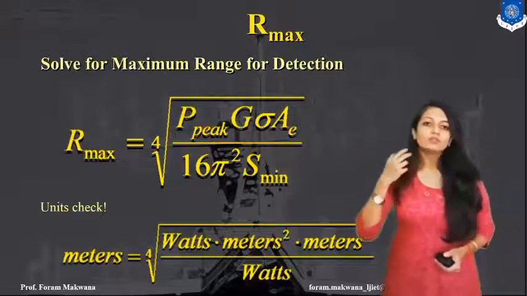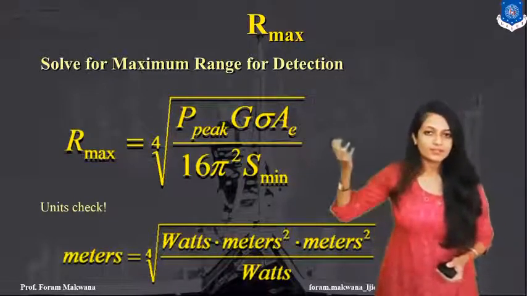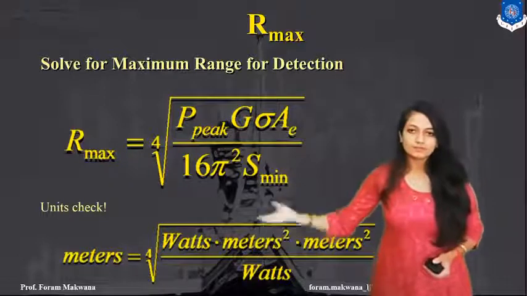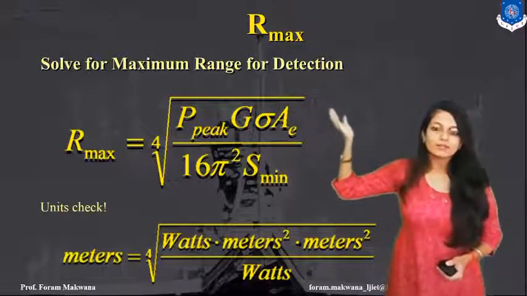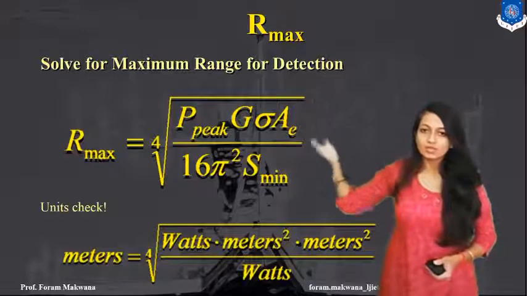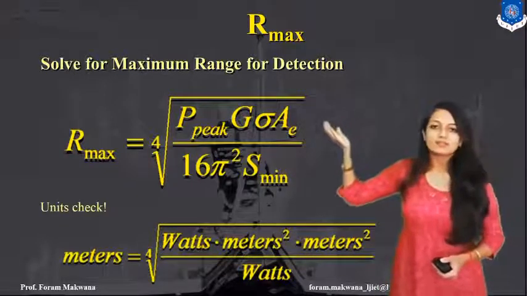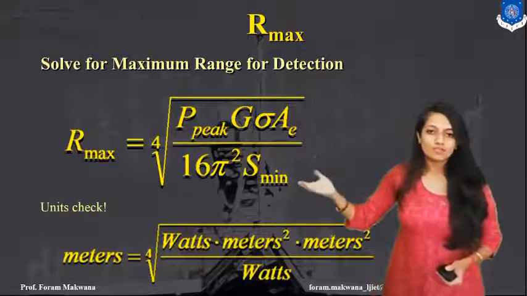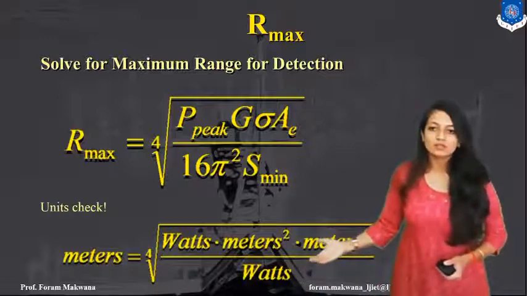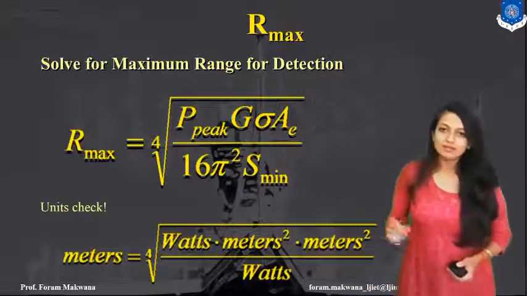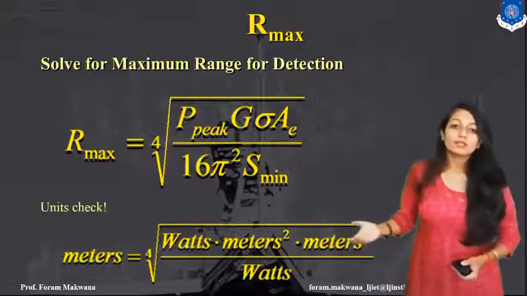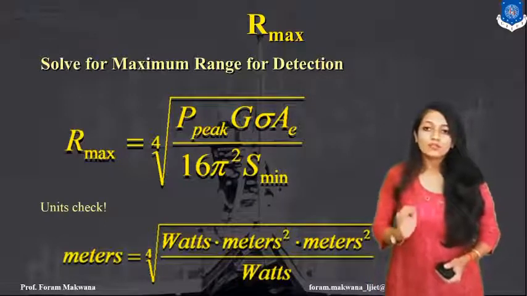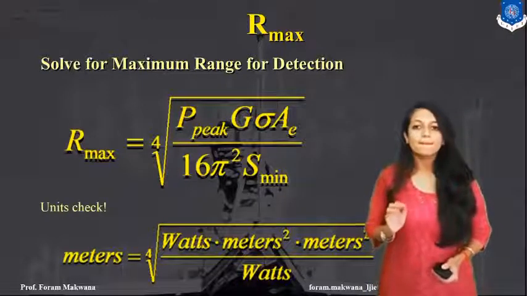If you need to calculate the unit of radar range: peak power has a unit of watts, gain is unitless, sigma, the radar cross section, has a unit of meter square, AE, the effective aperture, has a unit of meter square, and S min, the minimum detectable power, has a unit of watts. So watts and watts cancel. Meter square times meter square gives meter raised to 4, and raised to 1 by 4, the unit of the maximum radar range is meter.